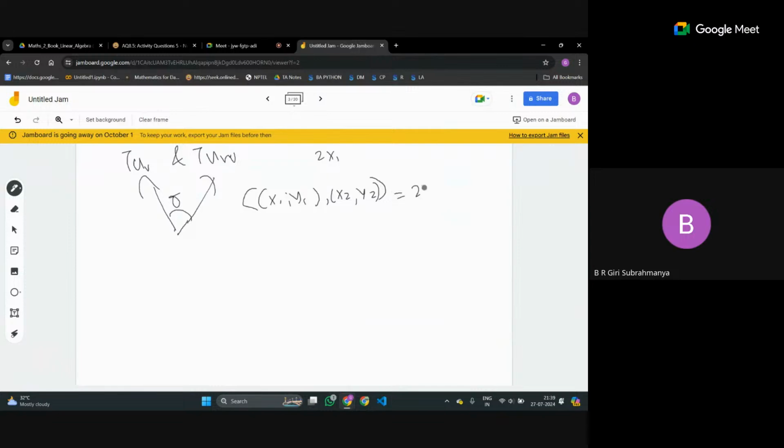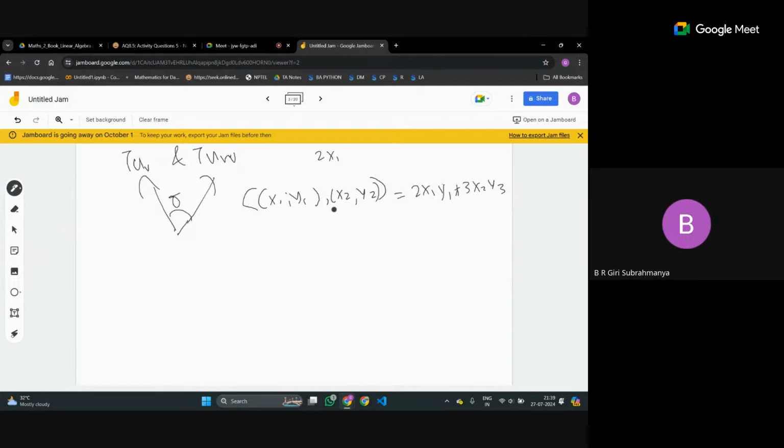Now let's say this is equal to some 2x1y1 plus 3x2y2. Of course we have to verify whether it's an inner product or not. Right now, just for explanation, let's assume that this is an inner product. If you want, you can go and verify. But we are assuming that this is an inner product.